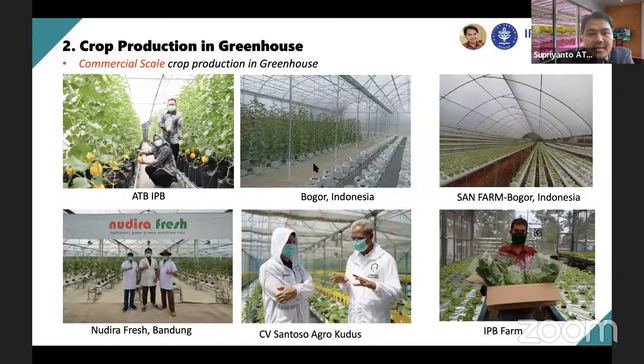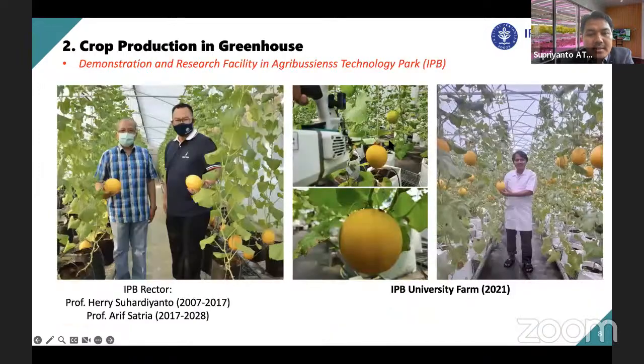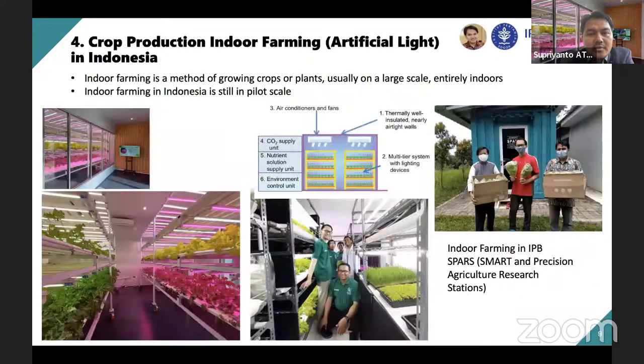And this is the indoor farming using greenhouses. There are several plants cultivated inside the greenhouse, like in ATP IPB, we have melon, and also in other greenhouses. This is cultivation inside the greenhouses. And also we are still developing the indoor farming system in IPB University.